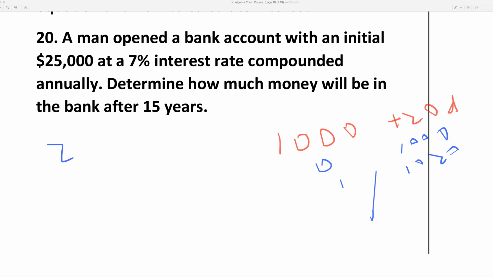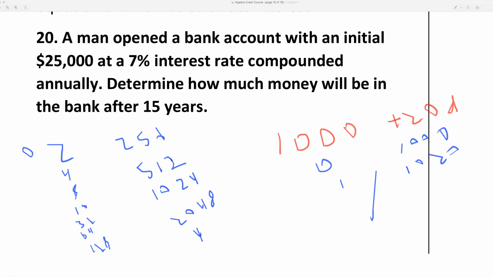But look what would happen to your money if you doubled it. On day zero, you would have 2. Then you would have 4. Then you would have 8, 16, 32, 64, 128, 256, 512, 1,024, 2,048, 4,096, 8,192, and so on. This number is going to balloon.